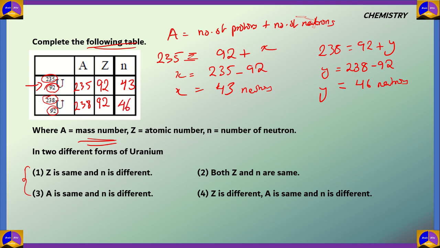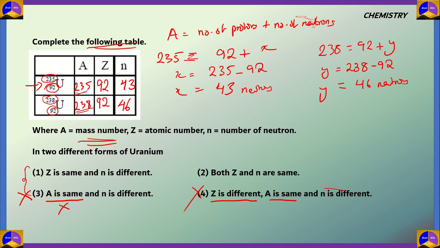Now let's look at the options. The fourth one says Z is different and A is same and N is different. This is completely wrong, except for this part. So Z is same as we saw, A is also different as we saw. So option 4 is definitely incorrect. Option 3 says A is same and N is different. In this case, A is same is the incorrect statement, because as we can clearly see, A in the first case is 235 and A in the second case is 238, which is definitely not same.